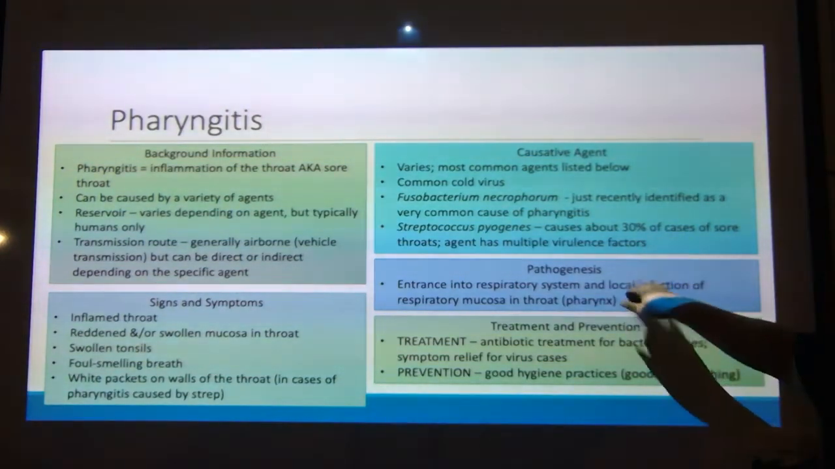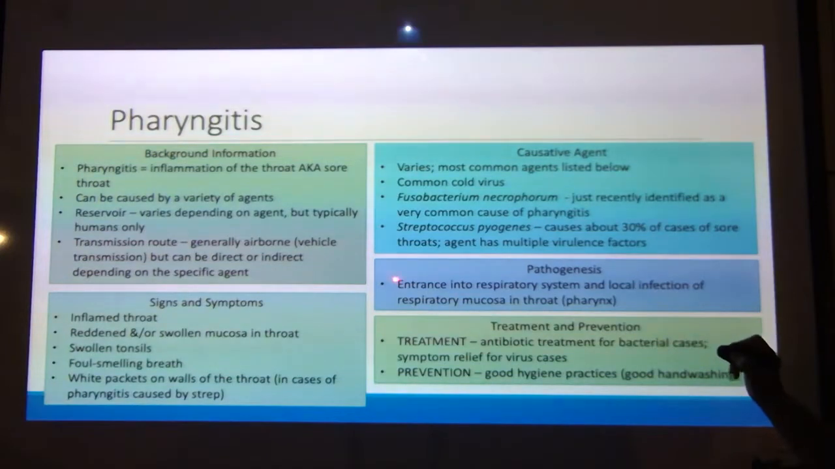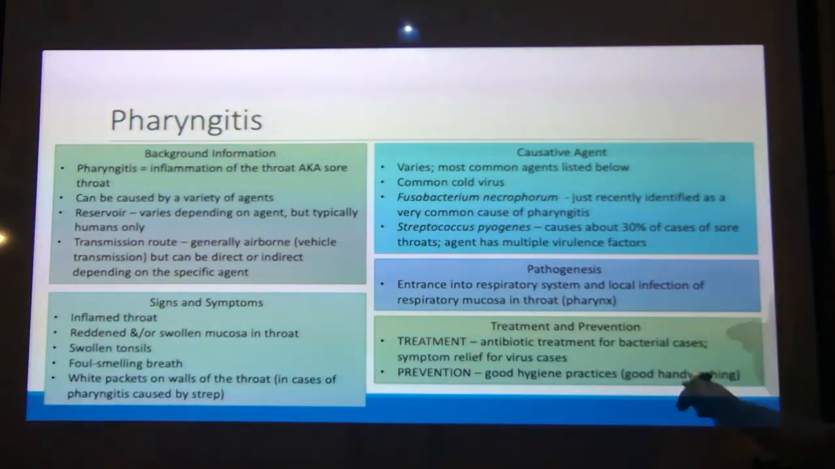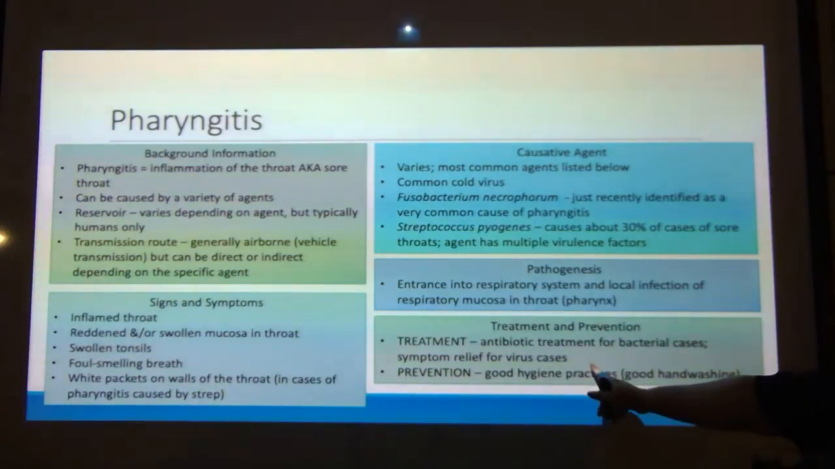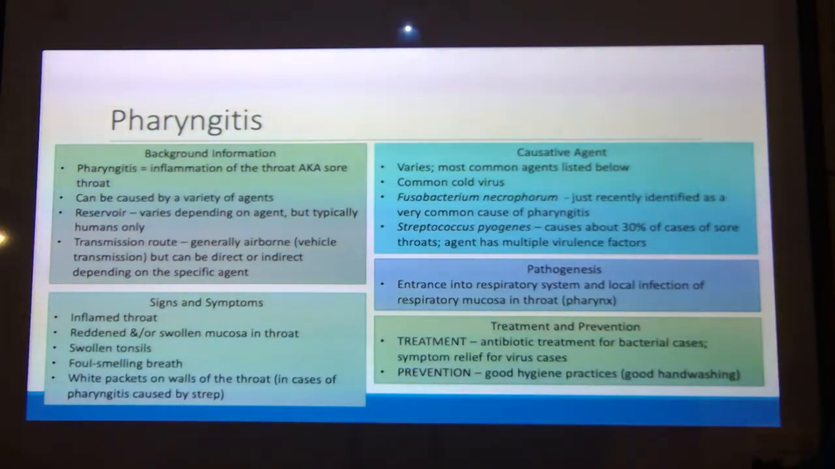The pathogenesis, how do we get it? Well, it enters into the respiratory system, and there's a local infection of the mucosa of the throat, or the pharynx. Treatment. Antibiotics, if it's bacterial in nature, it's very easy to get antibiotics on board. If it's a viral cause, though, we're talking about just relieving the symptoms. We give you numbing agent for your throat. If you have a fever, we give you aspirin. Prevention, good hygiene practices, good hand washing.